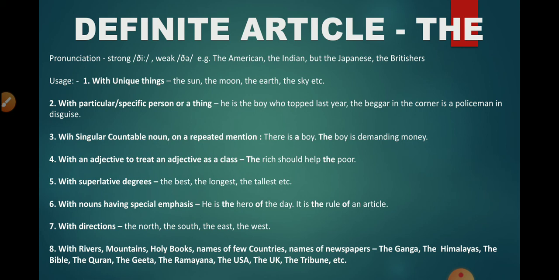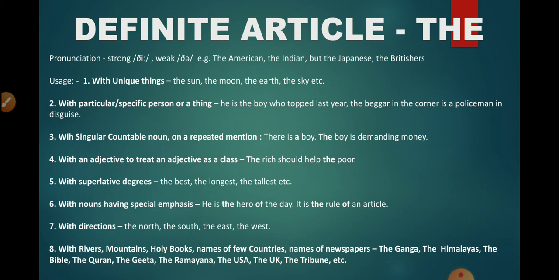like the Ganga, the Kaveri, the Brahmaputra, and the Nile. And in the same way, the Himalayas, a range of mountains, the Himalayas, the Aravali, the Rockies, and then the holy books like the Bible, the Quran, the Gita, the Ramayana.